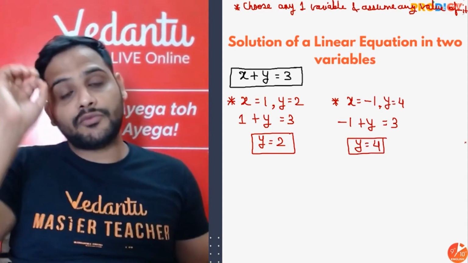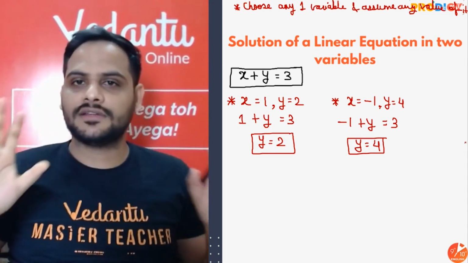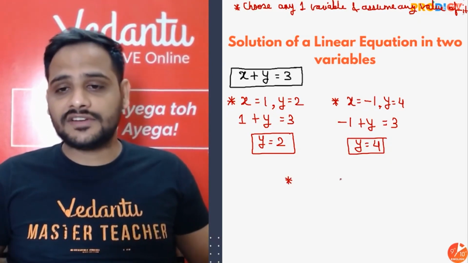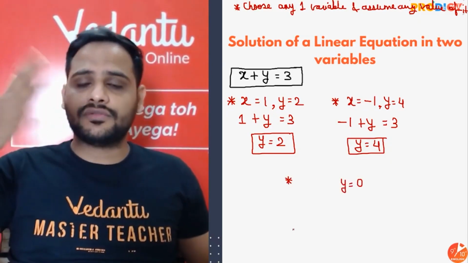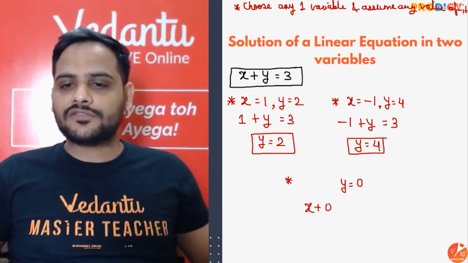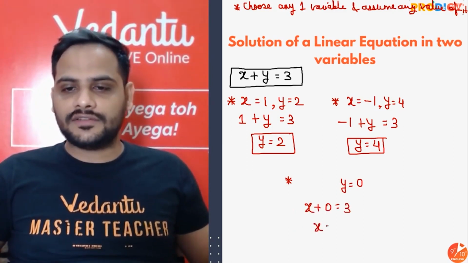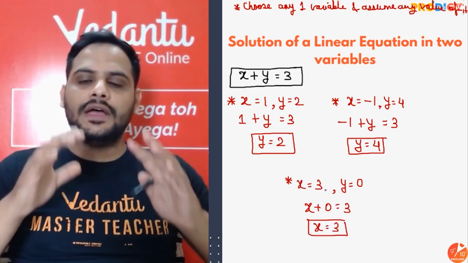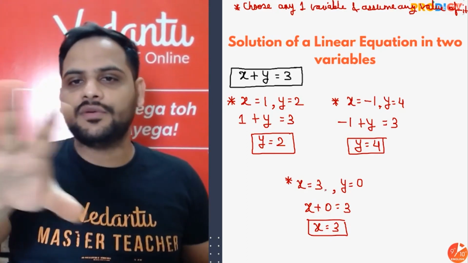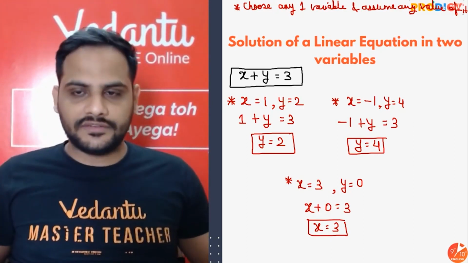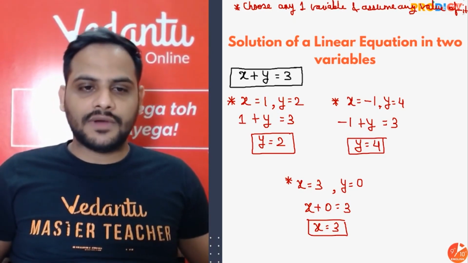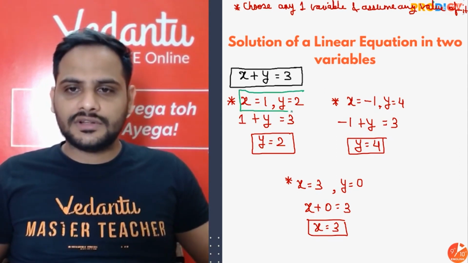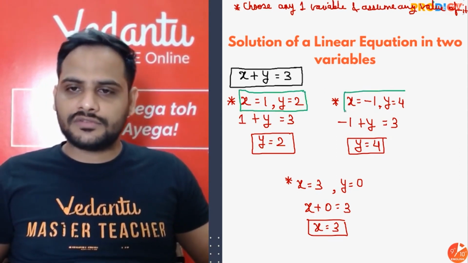Now you will say, sir, is it very important that we have to choose the value of x only? No. I have told you, any variable. For example, I can start with the value of y also. Let's say y is equal to 0. So x plus 0 is equal to 3, so you'll get x is equal to 3. Now you can say, guys, this is how we are getting the solution: x is equal to 1, y is equal to 2; x is equal to minus 1, y is equal to 4. Alright, this is how I am getting the solution for this equation, and I have got 3 solutions till now.